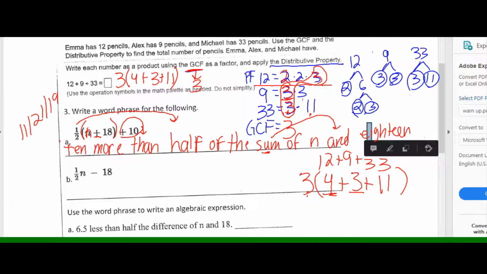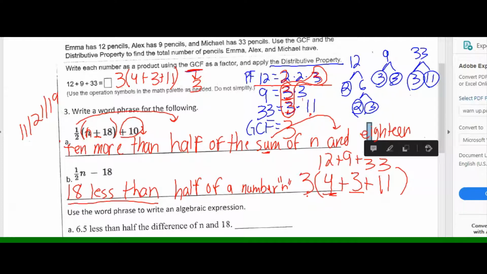All right, so the next one. 1/2 times n minus 18. You can say that. Or you can say 18 less than, and I'm just going to write the numbers. 18 less than half of a number n. So 18 less than is subtracting 18 from a number. So that means it will go last.